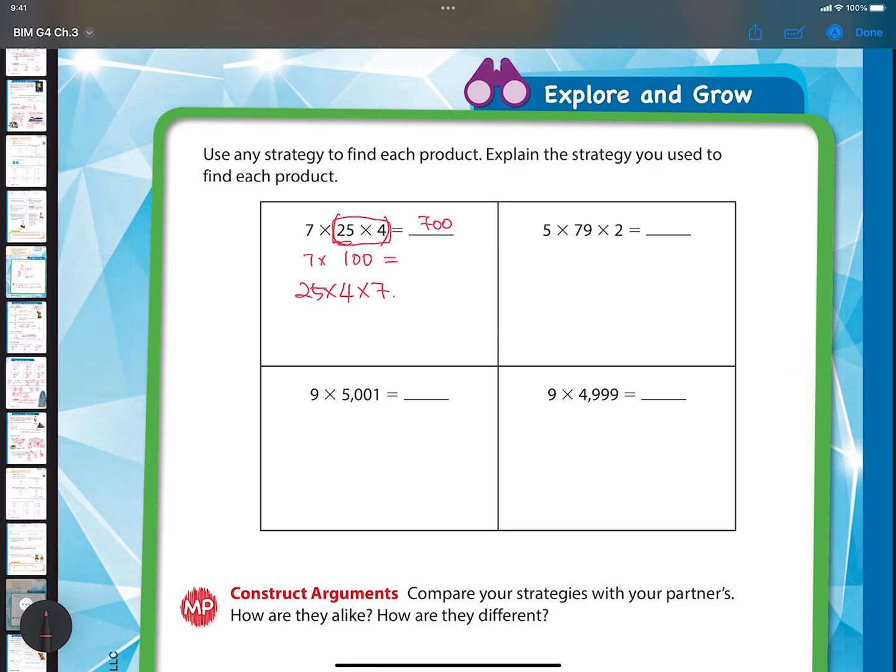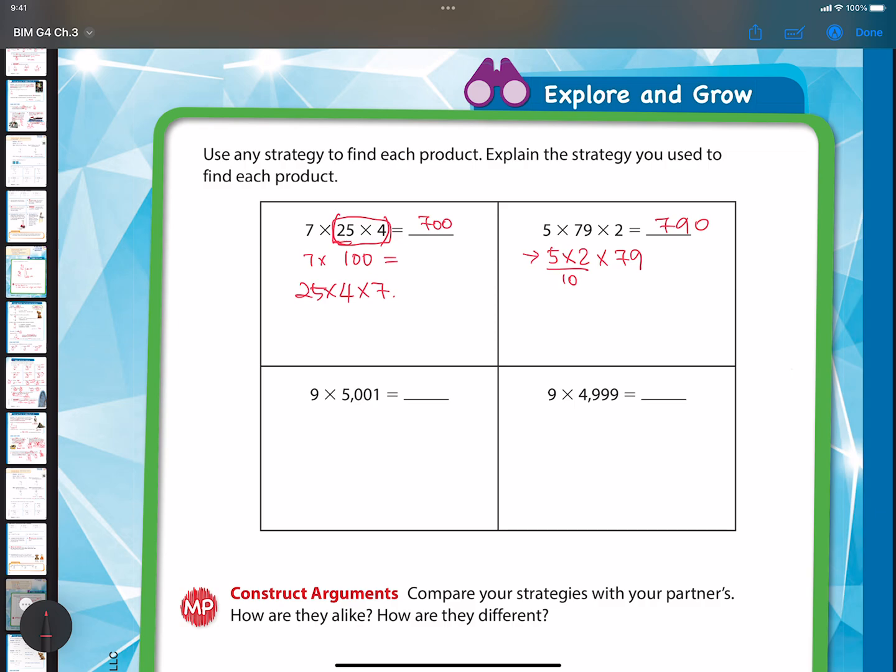All right, now number 2 example. I'm going to use also commutative. I'm going to change the order of this equation. 5 times 2, you got it? This is 10, right? Times 79. So 10 times 79 is what? 790. That easy, right? So before you start this multiplication, please look around and find which way or which property will help you to find the product easily.